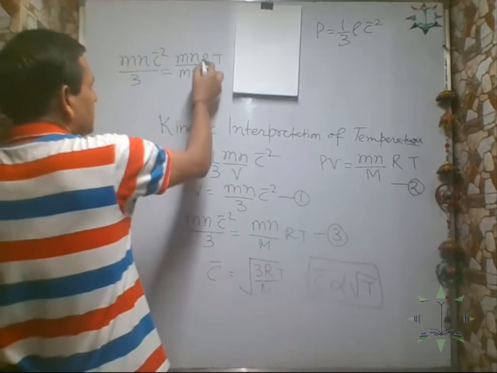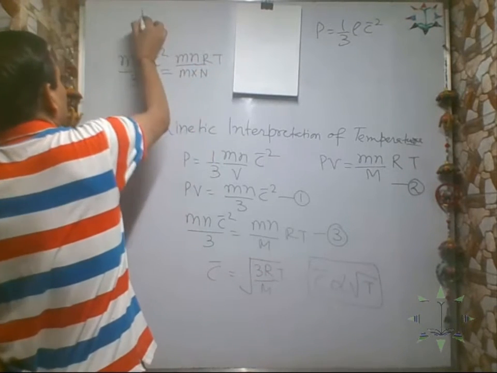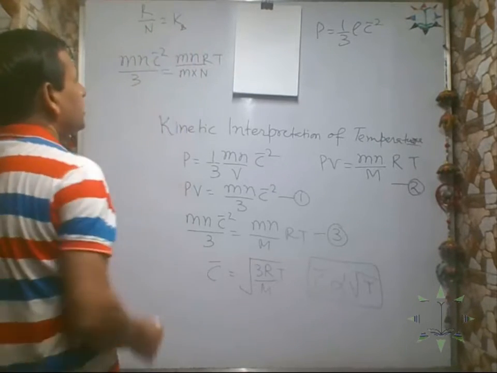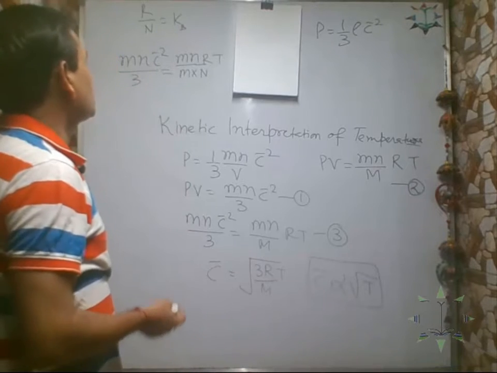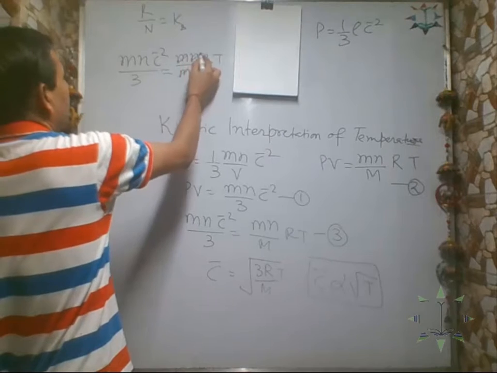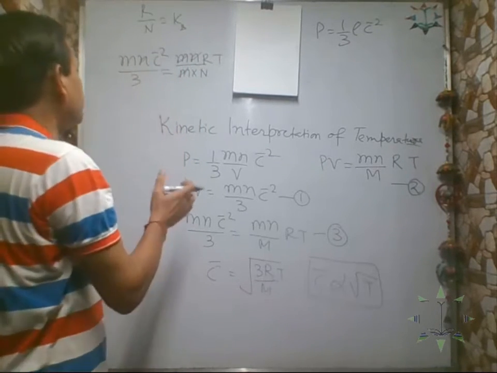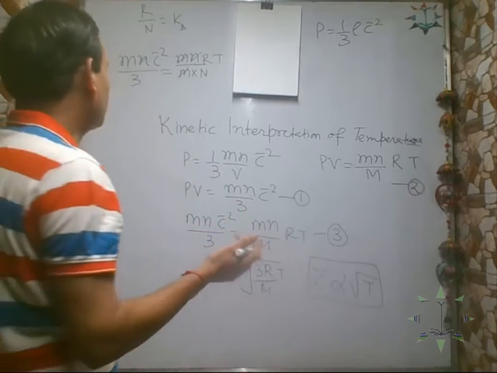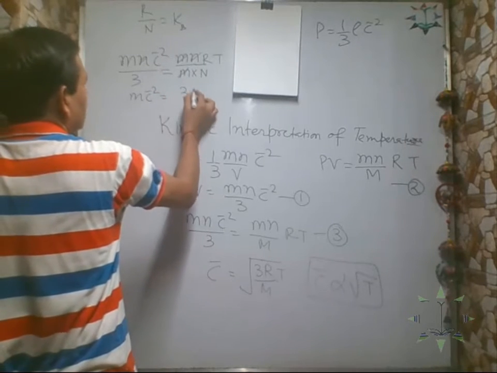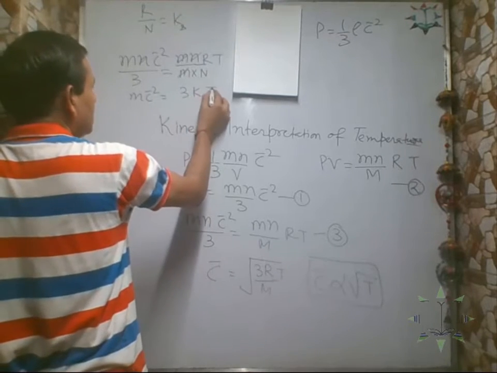Now this is the universal gas constant, and this is Avogadro's number. This ratio, R by N, is called the Boltzmann constant. Sometimes we write it as Kb or k, anything you can write. So this is another constant. Mn cancels out, Nn cancels out. This equation looks like kinetic energy, half mv square sort of thing. So let us take m c bar square here, and 3 R by N, R by N is the Boltzmann constant, into T.